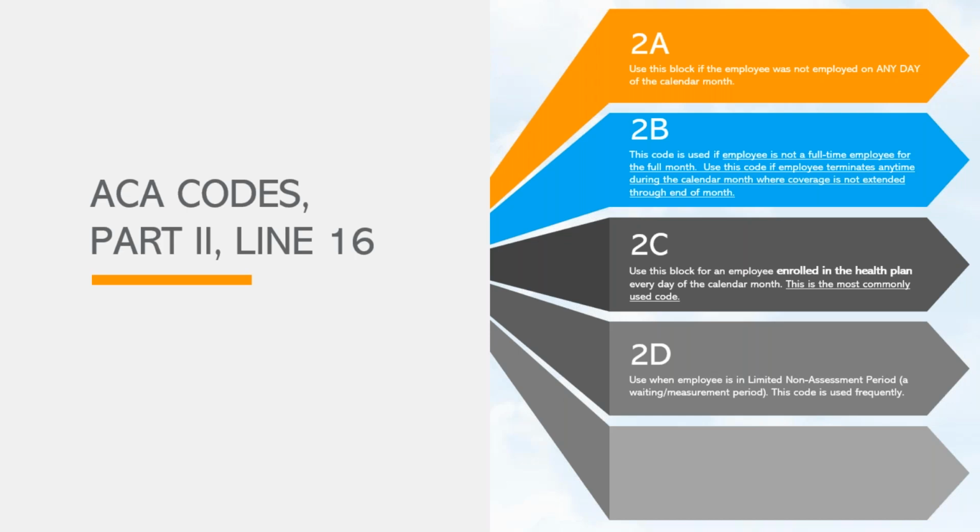2D is used when the employee is in a limited non-assessment period. That's that waiting period or a measurement period, and this code is used frequently. And 2E is used for multi-employer plans, which are union plans. If you are a union plan and you have more questions on that, please let me know.